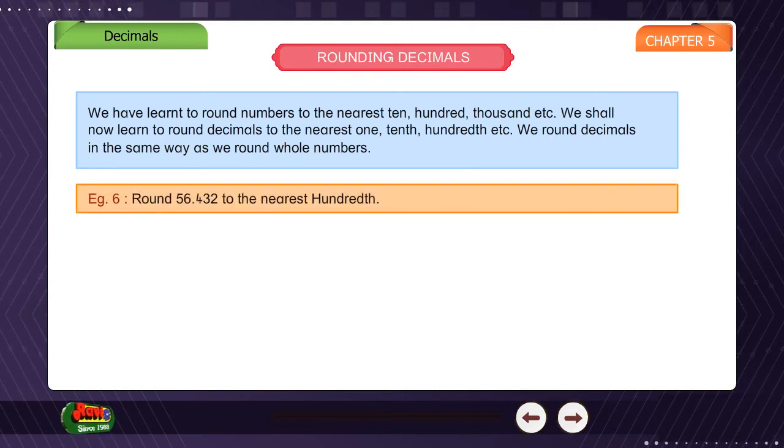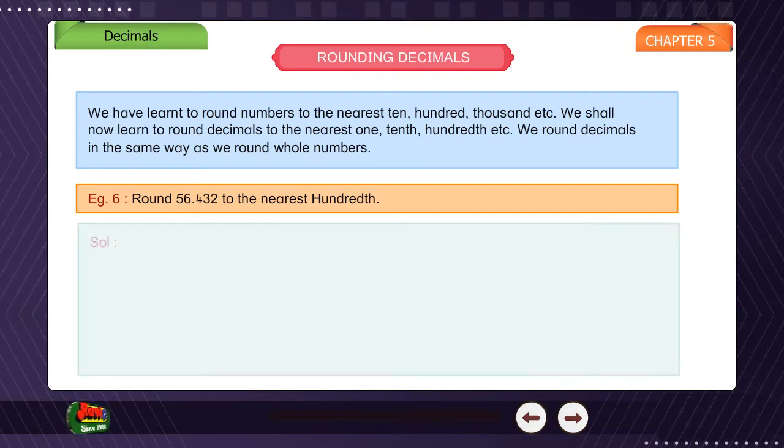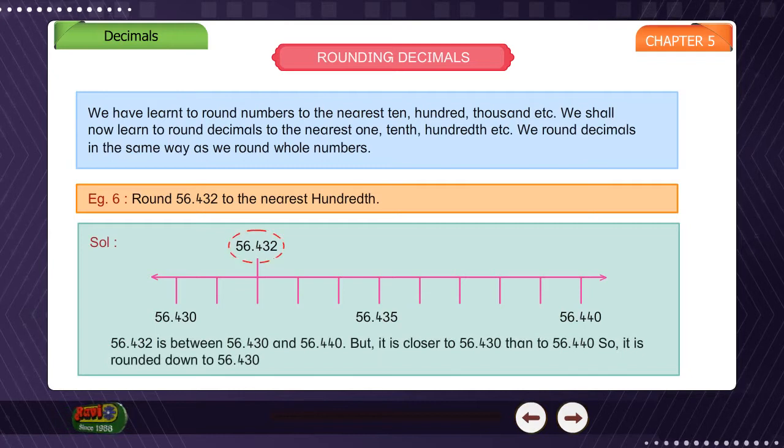Example 6. Round 56.432 to the nearest hundredth. Solution: 56.432 is between 56.430 and 56.440, but it is closer to 56.430 than to 56.440. So it is rounded down to 56.430.